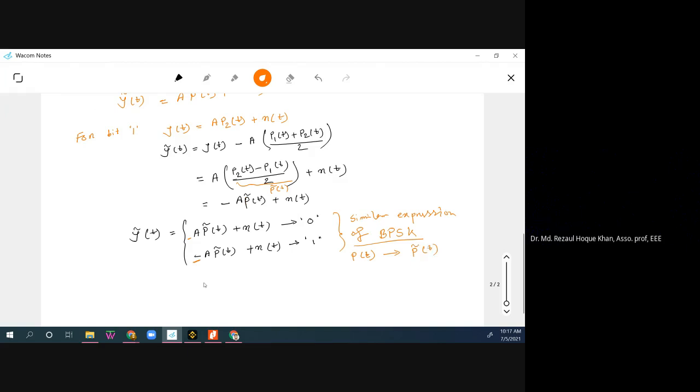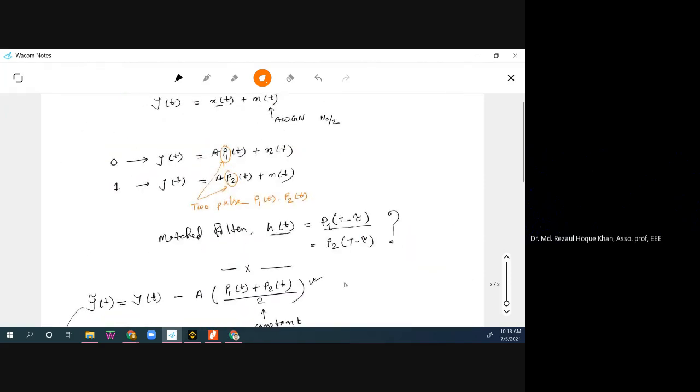Where p tilde t is this expression: p1 t minus p2 t, divided by half. This is the same expression as BPSK, except in BPSK this was p, and now we have p tilde, which is actually a combination of p1 and p2. Okay, so now we go back to our previous question.